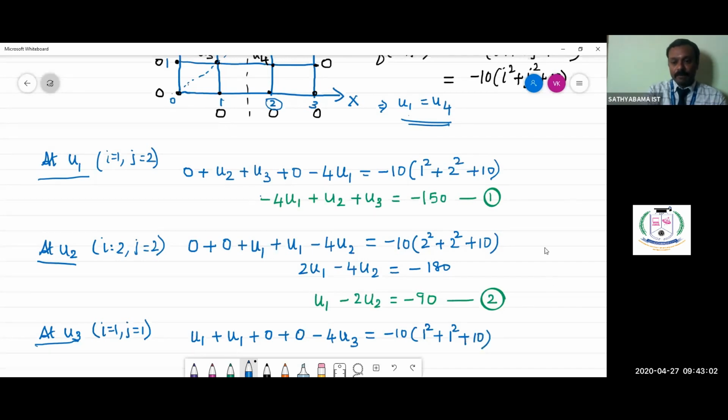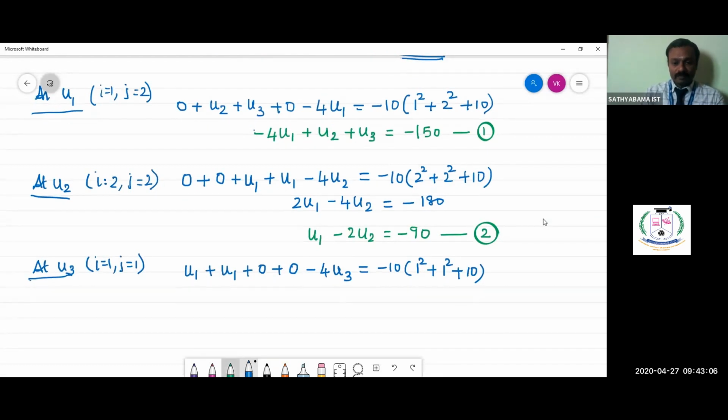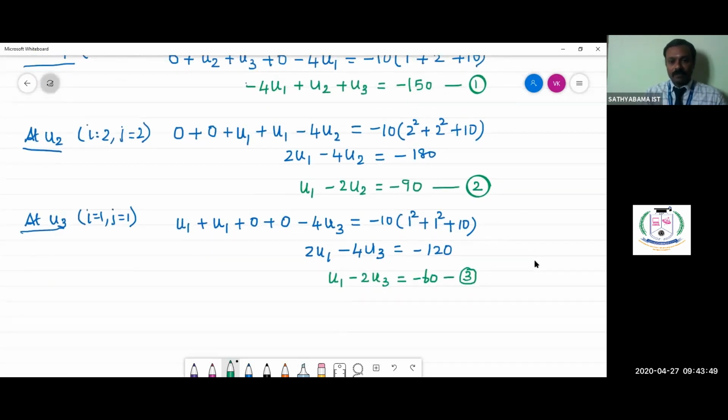On simplifying, we get 2U1 minus 4U3 is equal to minus 120. Cancelling out the common terms, we have U1 minus 2U3 is equal to minus 60. Call it equation 3. So now let's solve these equations 1, 2 and 3 to get the values of U1, U2 and U3. We have 3 unknowns U1, U2, U3. We need not find U4 because it is the same as U1.